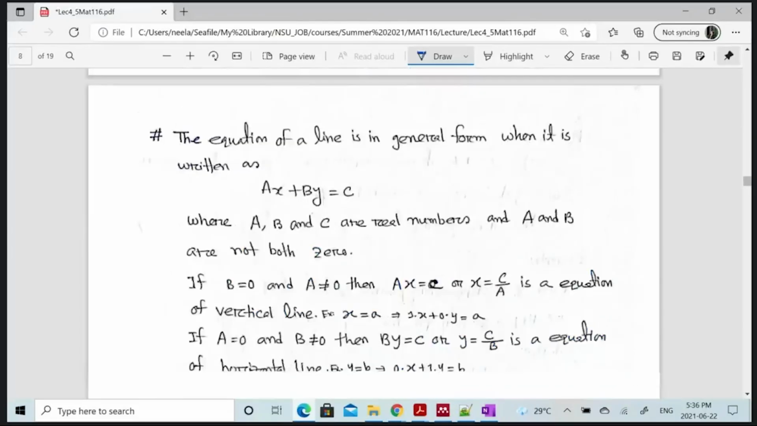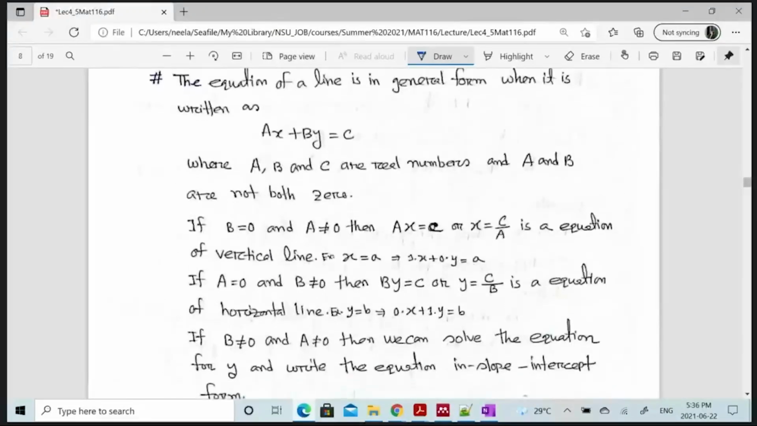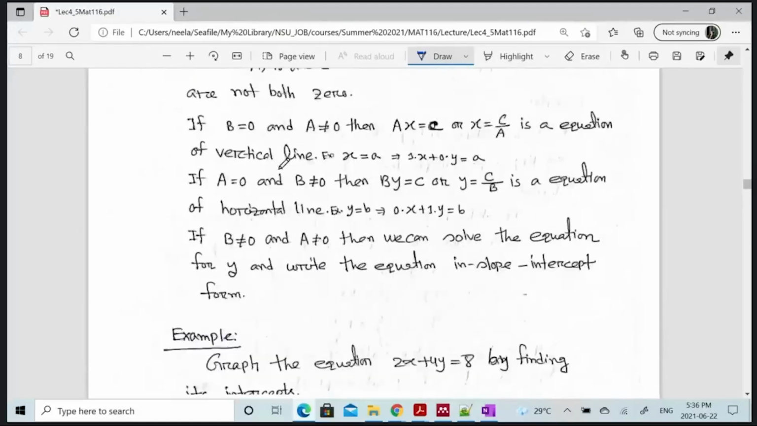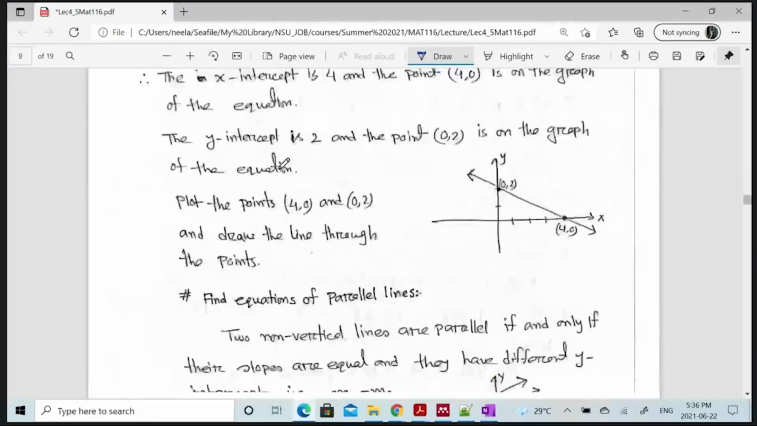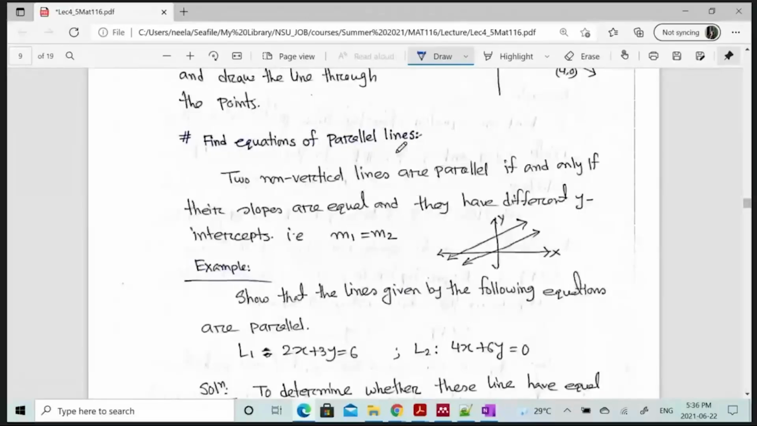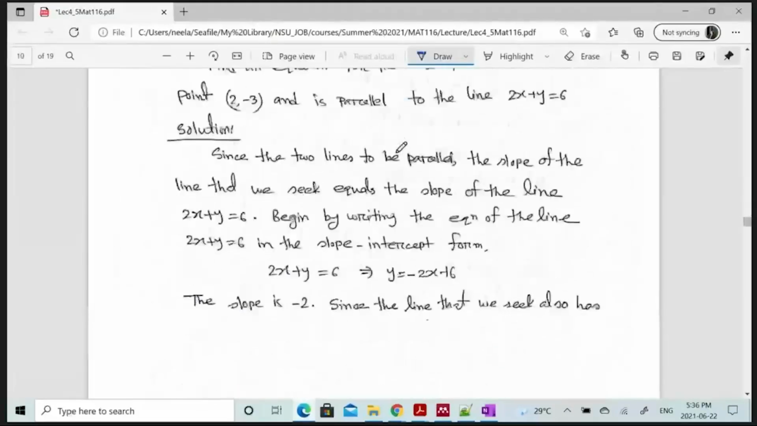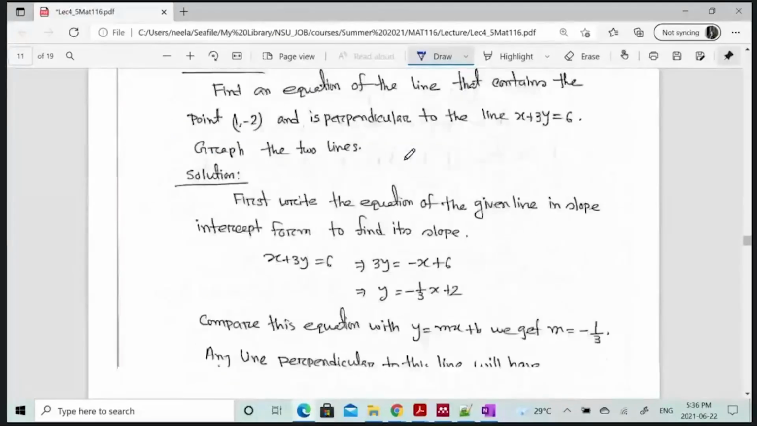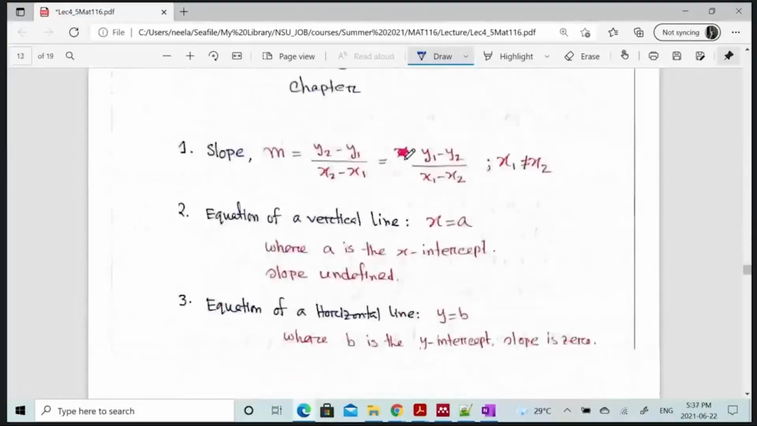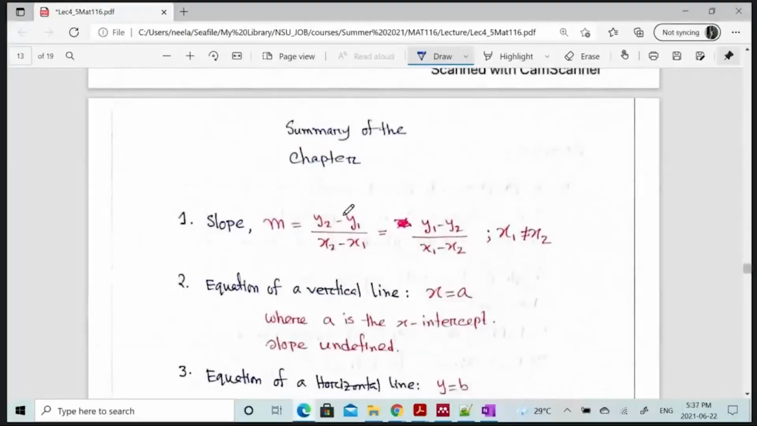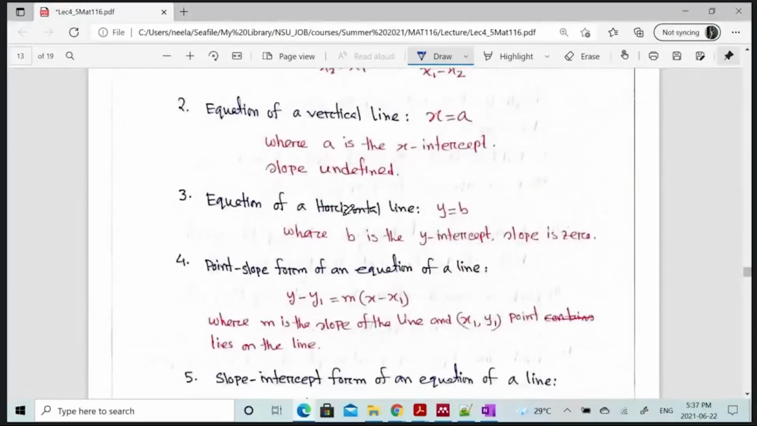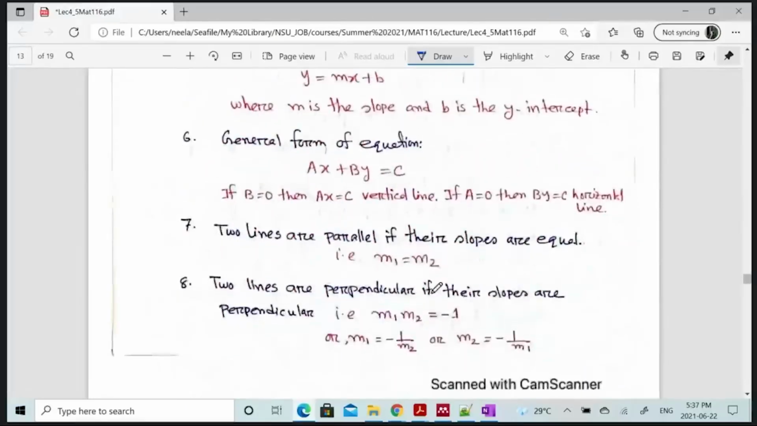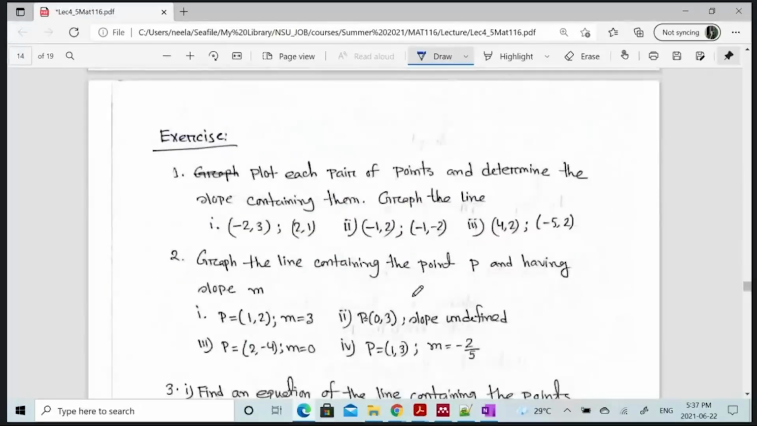So I think we can stop here for today. Next class, we're going to see the general form of the equation of a line. We'll see how to find the equation of parallel lines and how to find the equation of perpendicular lines. That's going to be the end of the chapter on lines. Later on you will see the summary of the chapter, with all the formulas we have learned written here. It's just to make it easy to see at a glance the formulas you have learned, and then we're going to have a bunch of exercises.